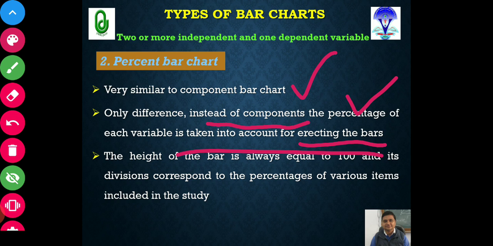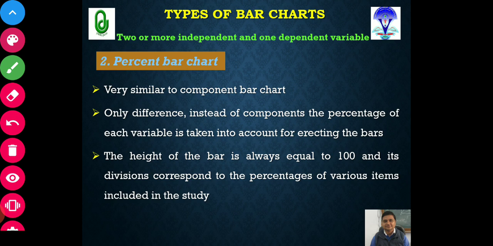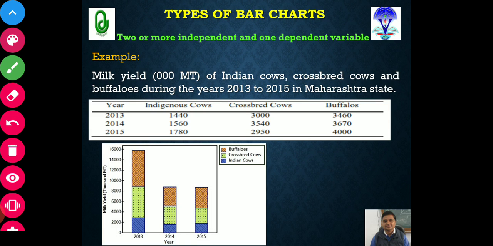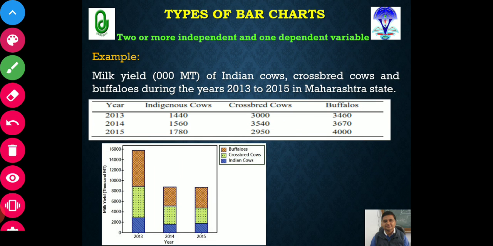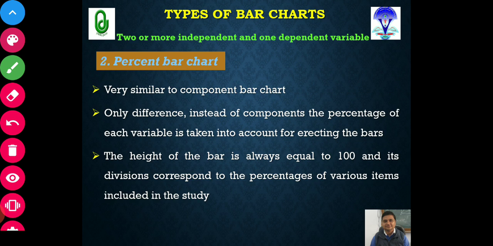So here you can see in component bar diagram, the height of different bars were different. But in percentage bar chart, the height will be equal, and that height will be equal to 100. So height will always be equal to 100 in case of percentage bar, and in that 100 different components will be divided. Just we will see with one example.